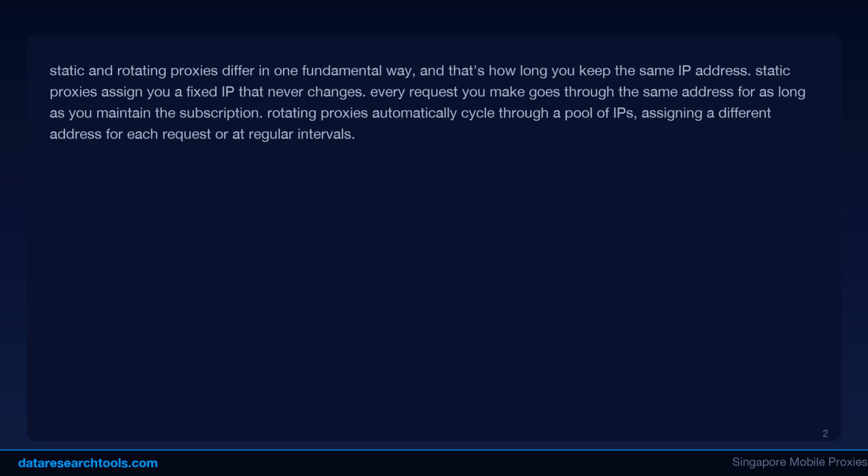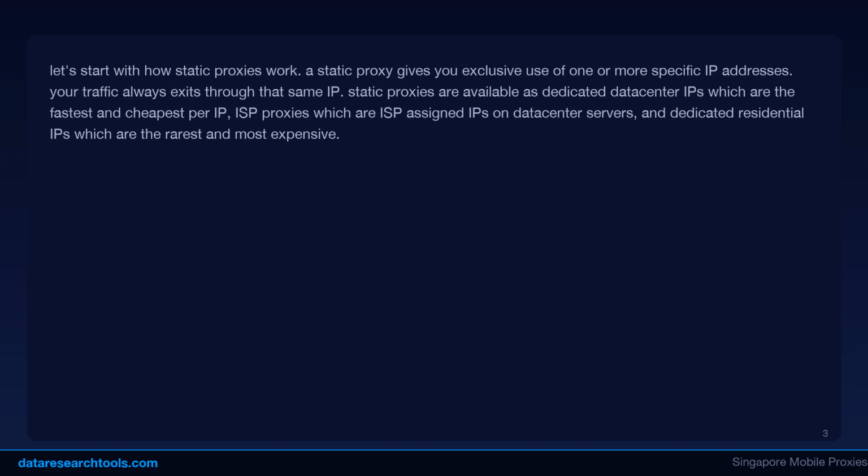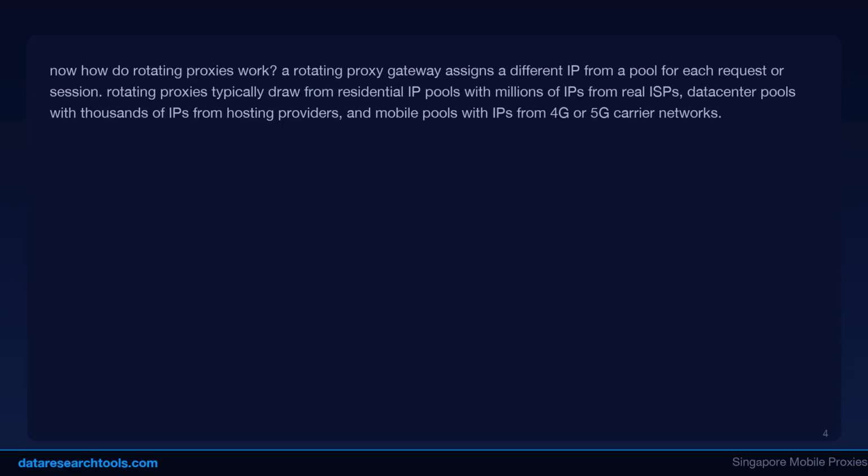Let's start with how static proxies work. A static proxy gives you exclusive use of one or more specific IP addresses. Your traffic always exits through that same IP. Static proxies are available as dedicated data center IPs, which are the fastest and cheapest per IP, ISP proxies, which are ISP assigned IPs on data center servers, and dedicated residential IPs, which are the rarest and most expensive.